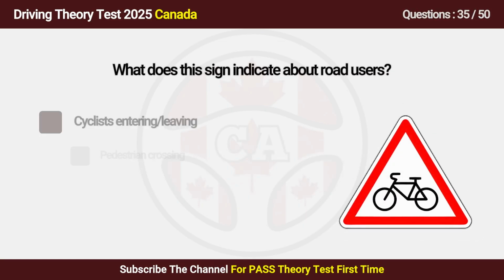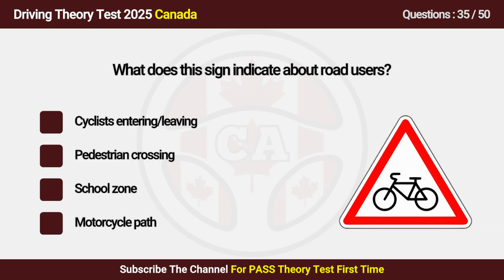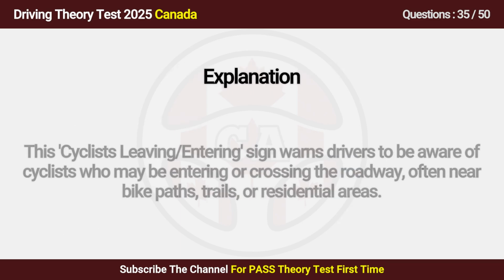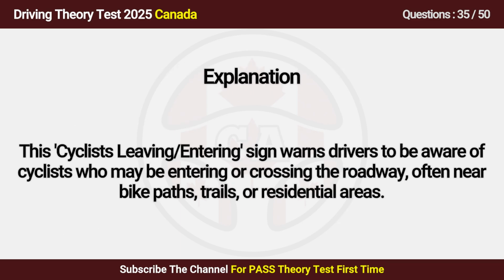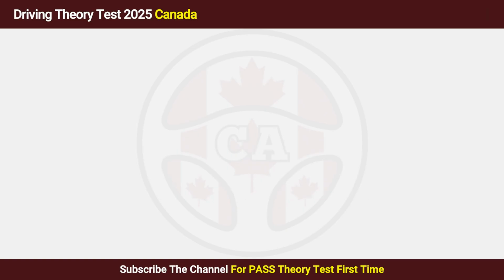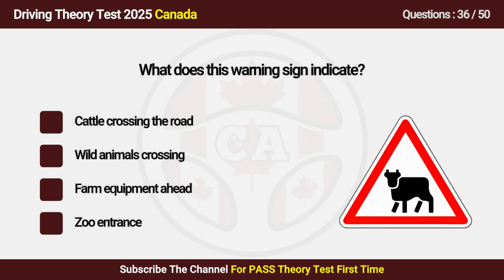Question 35. What does this sign indicate about road users? A, cyclists, B, pedestrian crossing, C, school zone, D, motorcycle path. Answer is A, cyclists. This cyclist sign warns drivers to be aware of cyclists who may be entering or crossing the roadway, often near bike paths, trails, or residential areas.